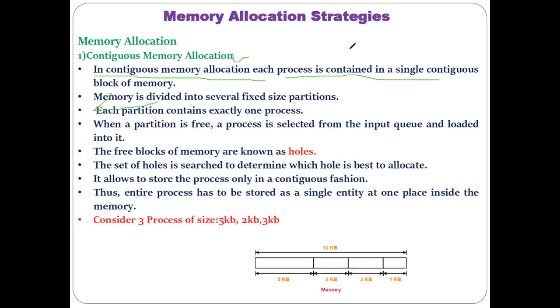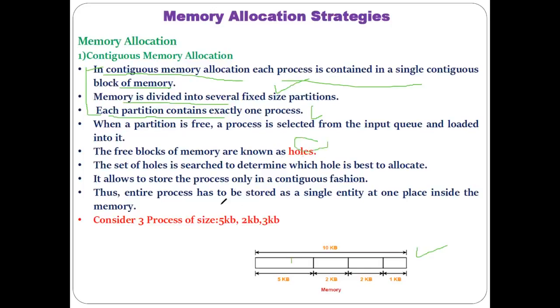Okay, so these are the three important characteristics of contiguous memory allocation that you should keep in mind, because we have to compare it with non-contiguous memory allocation. So once again, I repeat, in contiguous memory allocation, each process is contained in a single contiguous block of memory. Memory is divided into several fixed partitions like here. Then each partition contains exactly one process. Understood? And these three blocks of memory are called holes.